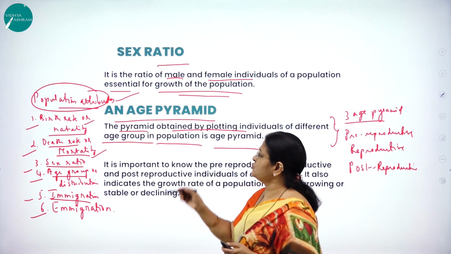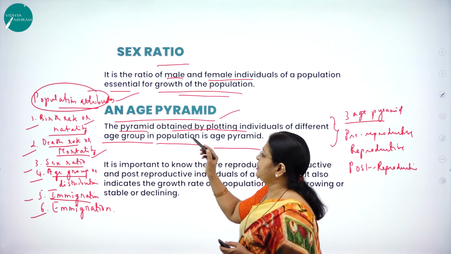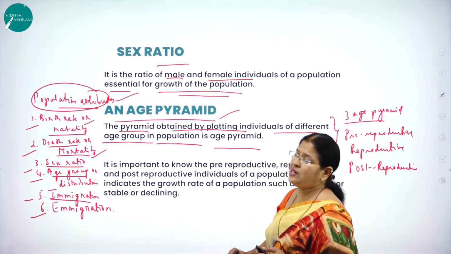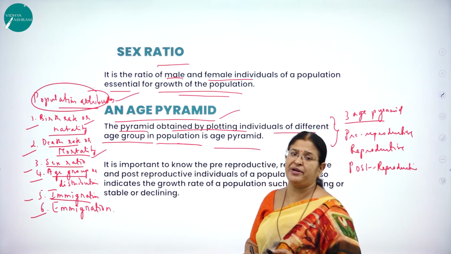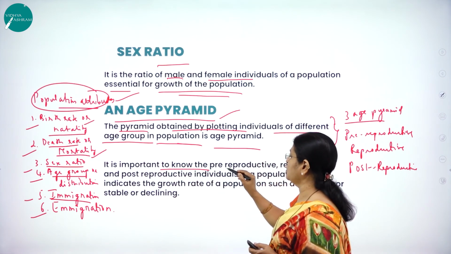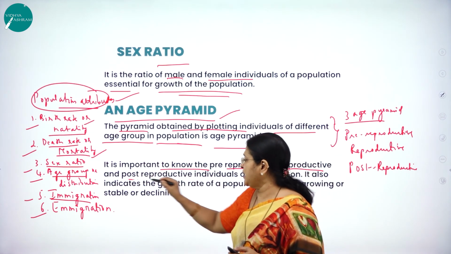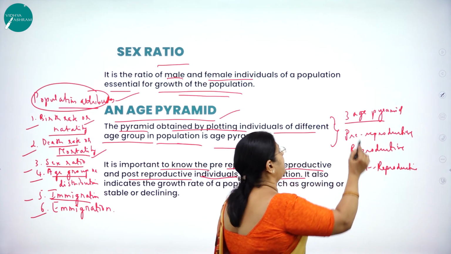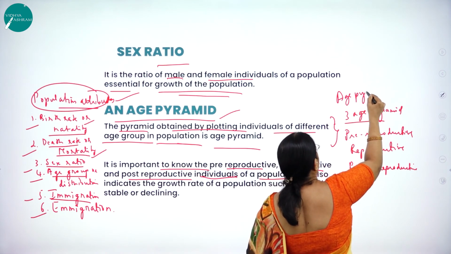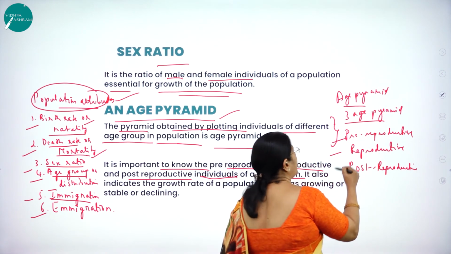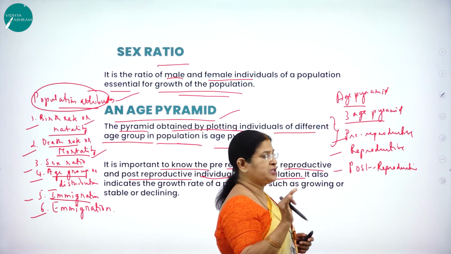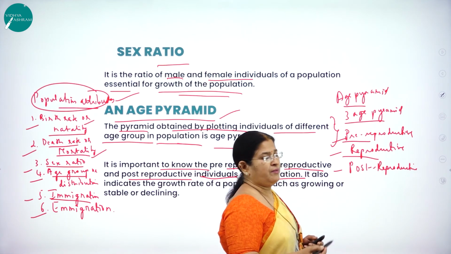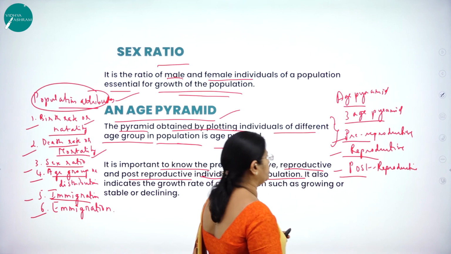So based on the sex ratio, we have an age pyramid. The pyramid obtained by plotting individuals of different age groups in a population is called an age pyramid. Why is this age pyramid important? It is important to know the pre-reproductive, reproductive and post-reproductive individuals of a population. As I said, this age pyramid is essential to identify the 3 age groups: the pre-reproductive, before attaining reproductive age, then the reproductive and the post-reproductive age group people.